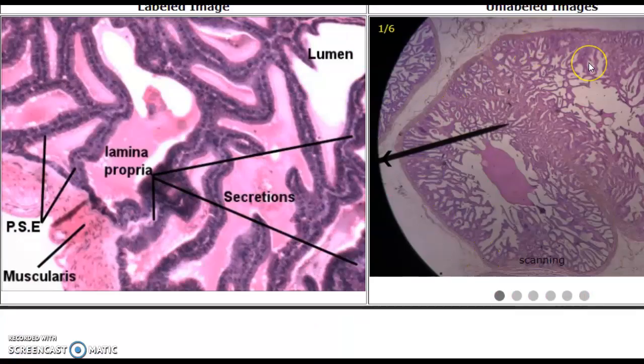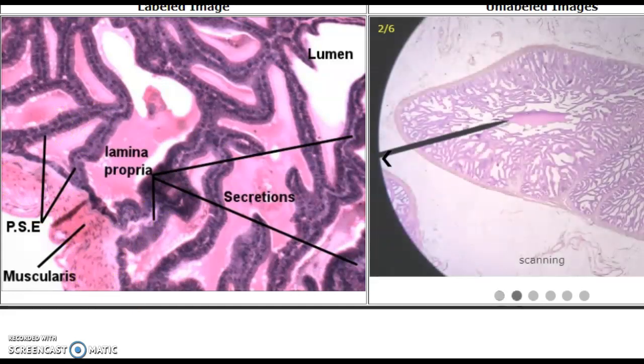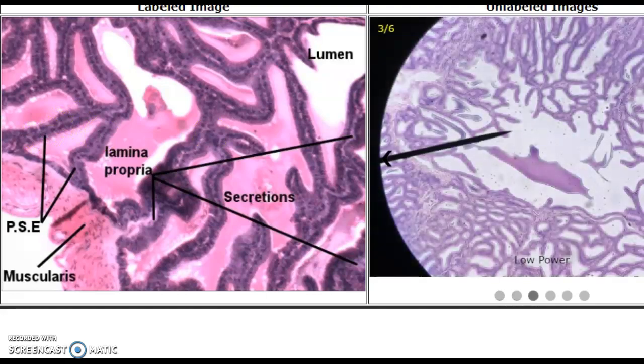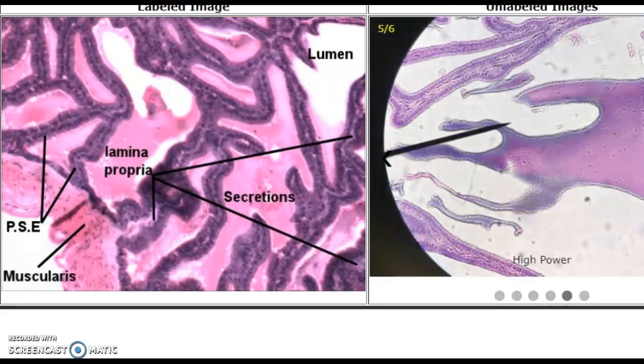So here's scanning. It's a very beautiful looking gland right here. And you can see it's sort of like one big tube. And you can see the smooth muscle on the outside. You can see the secretions in here. So if you're lucky enough, you can see the lamina propria. You can see the smooth muscle outside and its pseudostratified epithelium. So again, 6 views, 2 scanning, 2 low, 2 high.